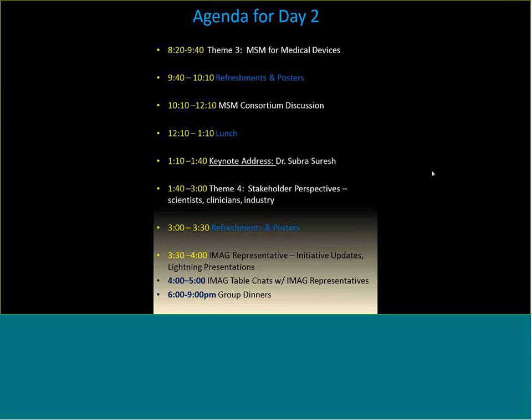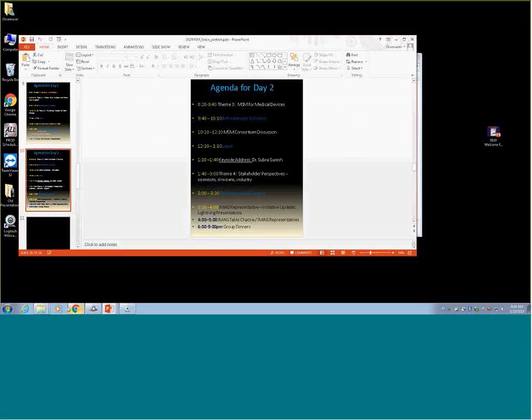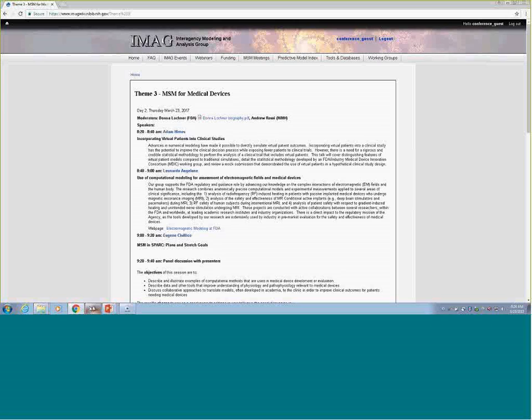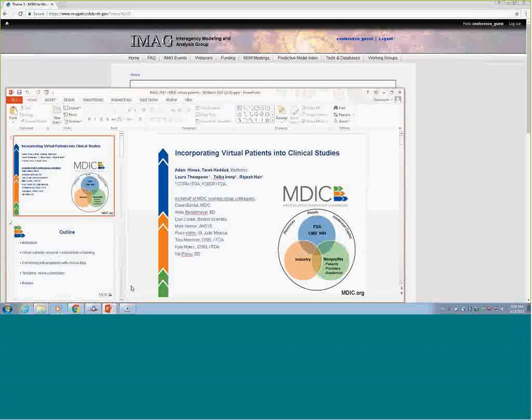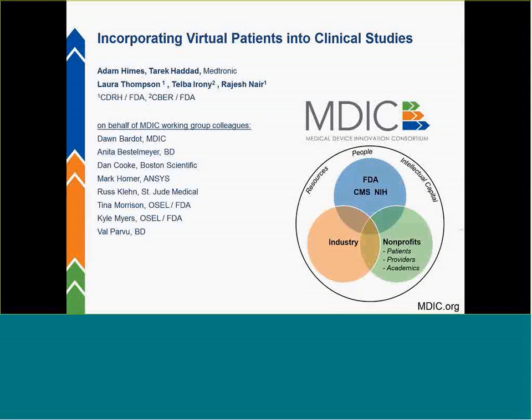Good morning. It's my pleasure to start off today's session number 3, which is multiscale modeling for medical devices. We have 3 speakers this morning. Each speaker will have 20 minutes, same as the session yesterday. The lights here on the podium for the speakers mean the same thing. Green means you can keep talking, yellow means you have 2 minutes, and red means please leave time for the next speaker. So it's my pleasure to introduce Adam Himes, who is our first speaker this morning.